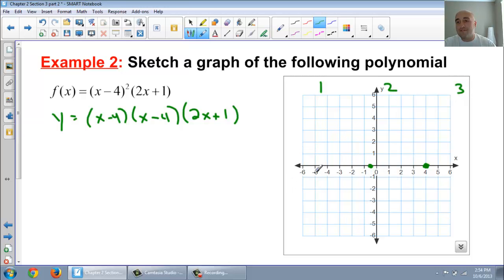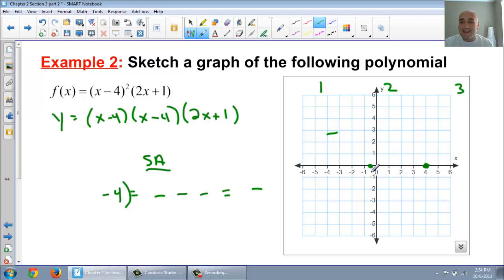Okay, give me a number to the left of negative 1/2. Okay, let's do our sign analysis. To the left of negative 1/2, let's just do negative 4. So negative 4 take away 4 is negative. Now negative 4 here, 2 times negative 4 is negative 8. Negative 8 plus 1 is negative. 3 negatives multiplied by each other are a negative.